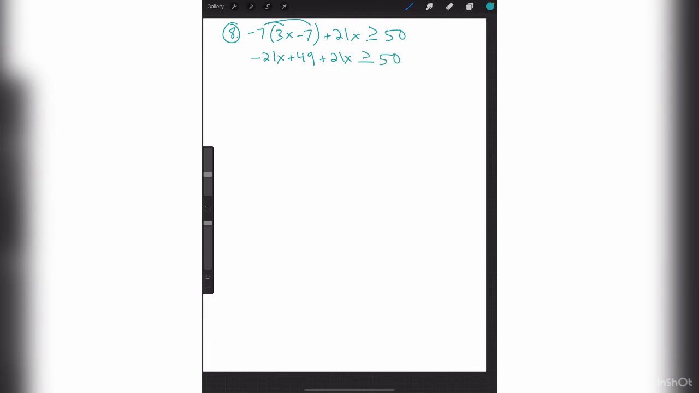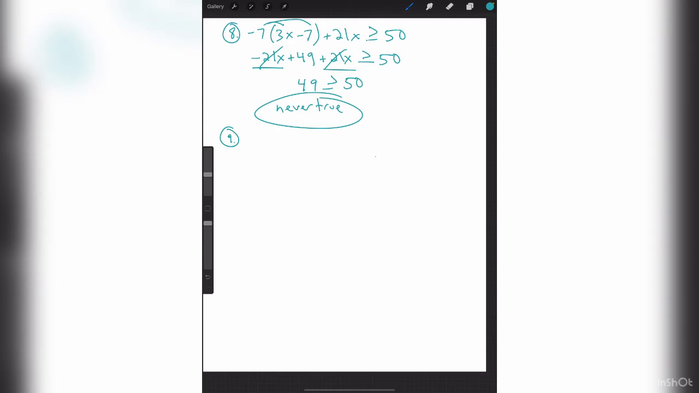Now, what I'm looking at, I see negative 21x plus 21x. Well, that just cancels each other out. So negative 21 plus 21 is 0, so that just cancels it out. And that leaves me with 49 is greater than or equal to 50. Is 49 greater than or equal to 50? No, 49 will never be greater than or equal to 50. So the answer is never true.